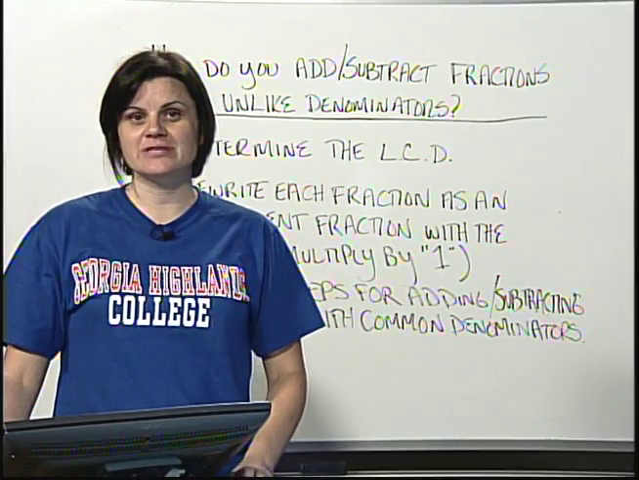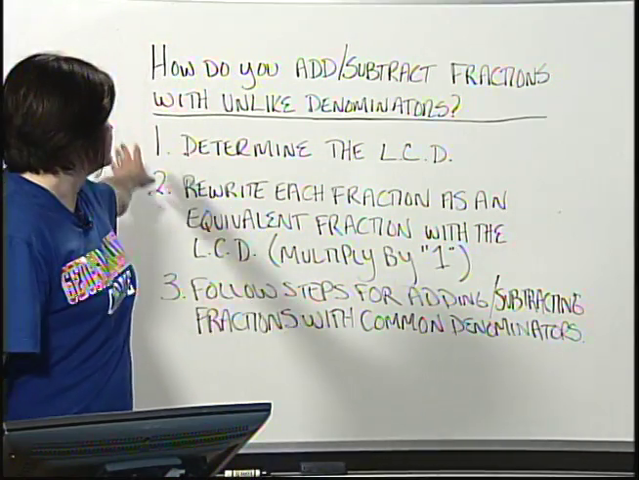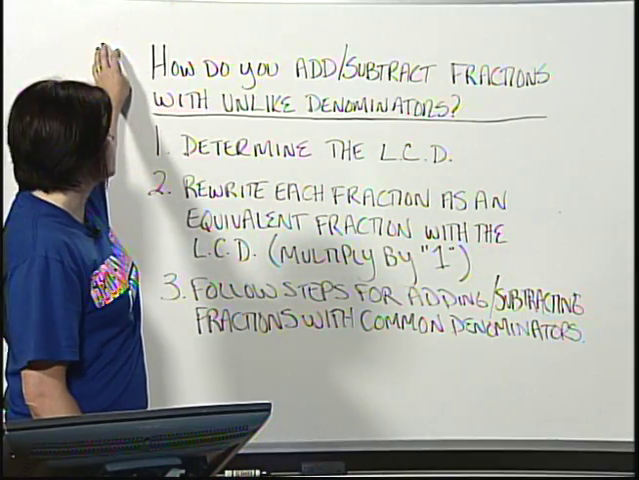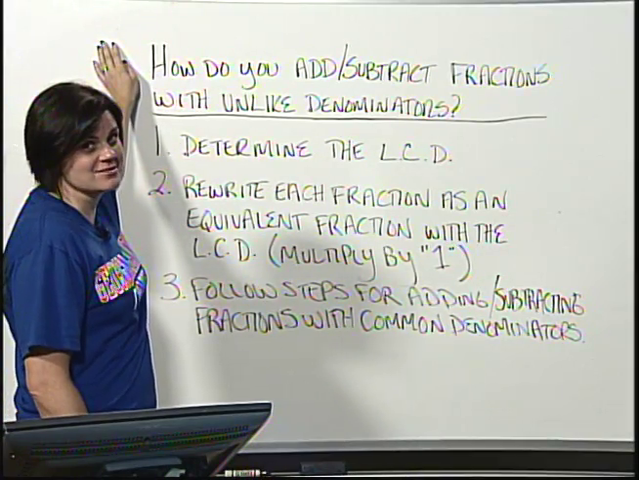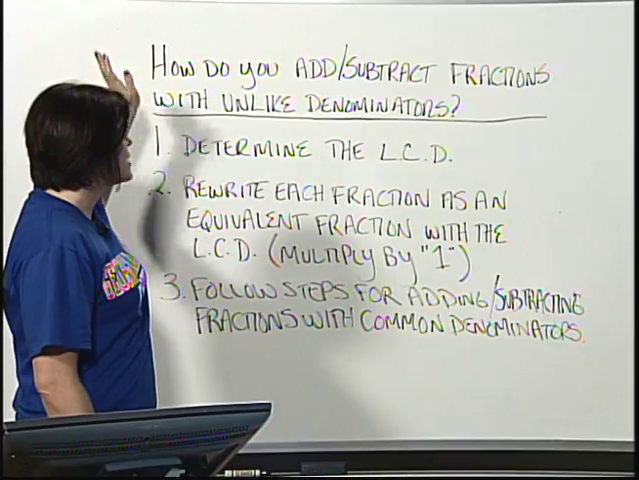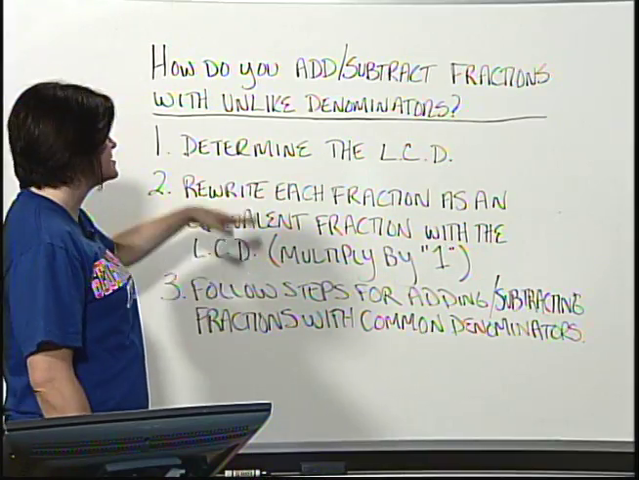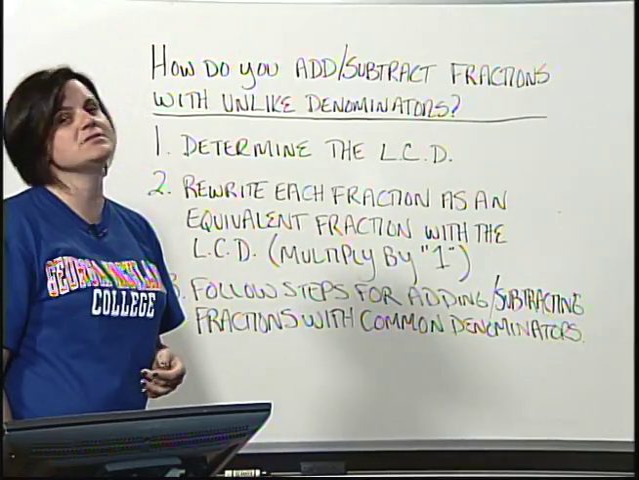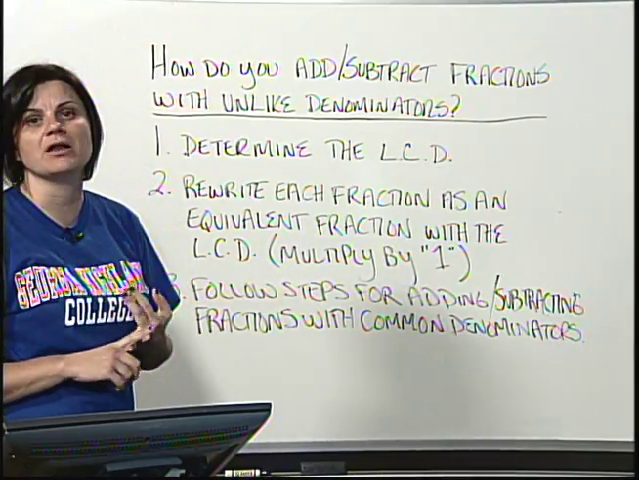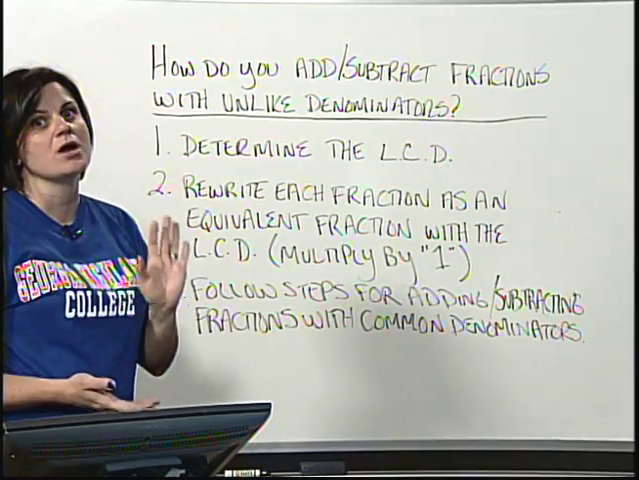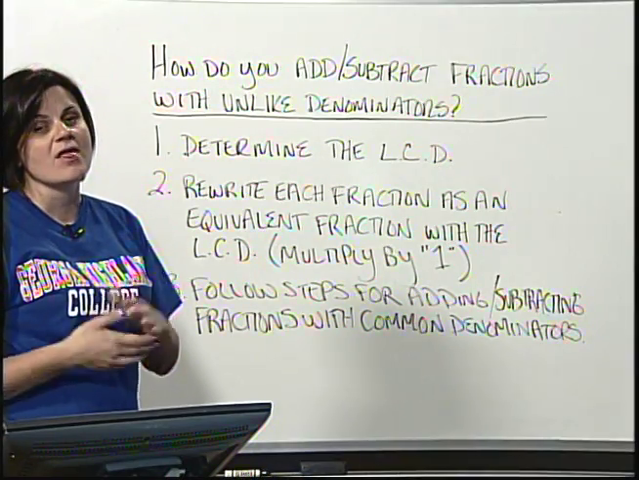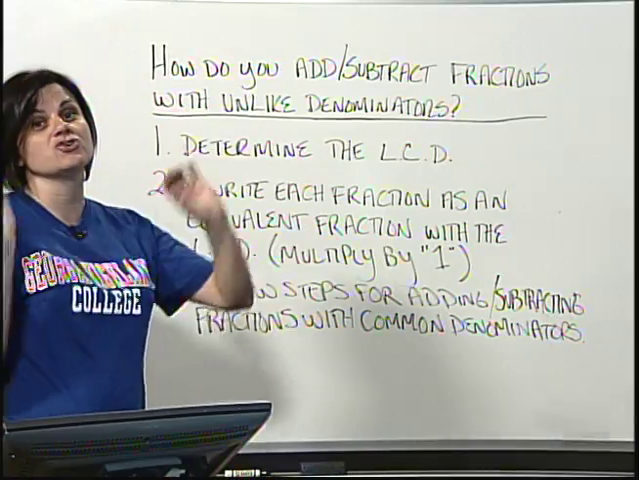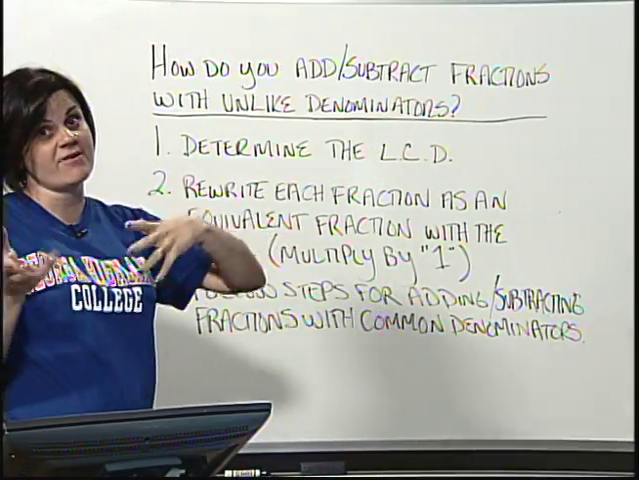In this video segment, we'll be answering the question, how do you add or subtract fractions with unlike denominators? Well, the first step in this process is to determine what the LCD is. And LCD stands for least common denominator, or the smallest value that both of the denominators go into as a factor.